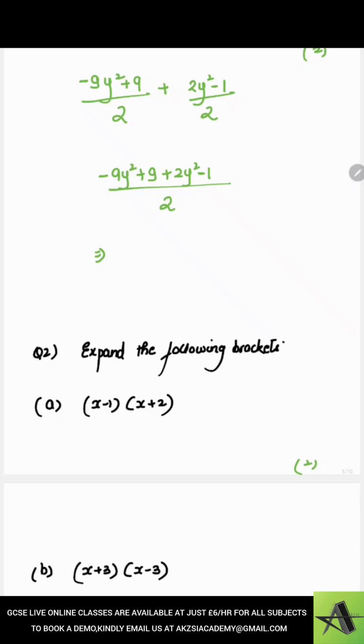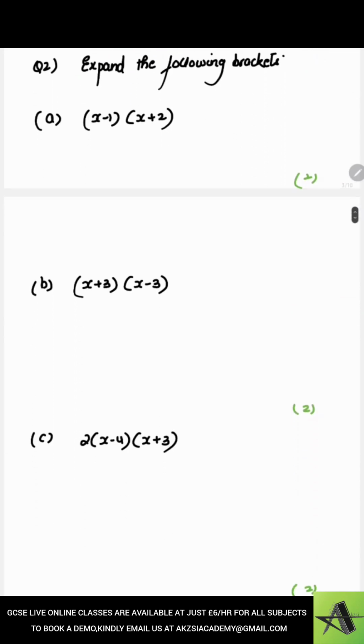Minus 9y squared plus 2y squared is minus 7y squared, plus 9 minus 1 is 8 over 2. And this is your final simplified answer. Moving on to the next question.